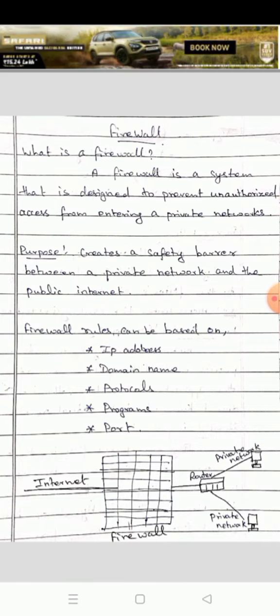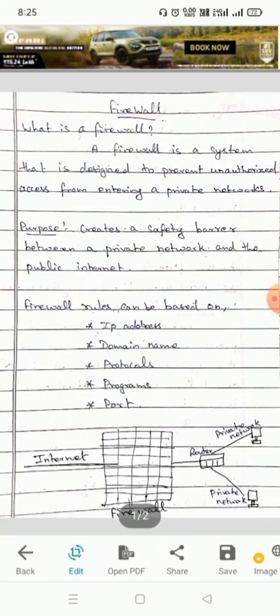For a firewall, what are the basic needs? From those we restrict the other unnecessary things. The basic rules we need are an IP address, domain name, protocols, programs, and port. An IP address is a system address. A domain name is a website name, for example www.facebook.com, where facebook.com is the domain name.